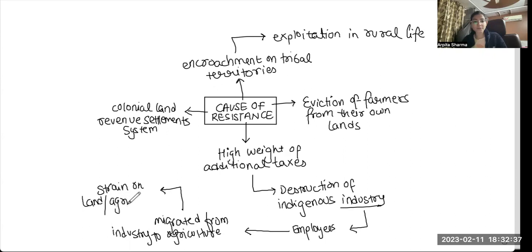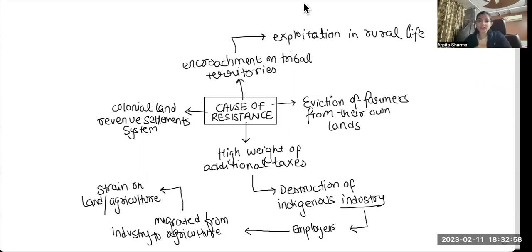Land is limited, right? Ultimately, land is limited. Now people are running away from industry and coming to the land, becoming farmers to do agriculture. Land is limited, right? So there was a strain on the agriculture sector, on different kinds of lands. So these were the causes of resistance. This is why the resistance started. Is the point clear?